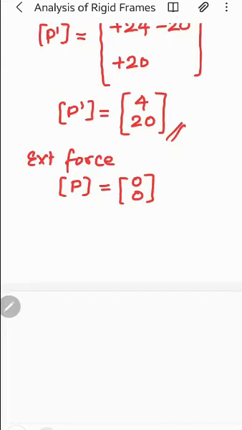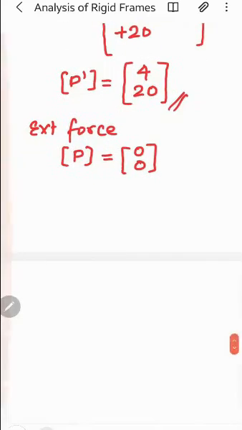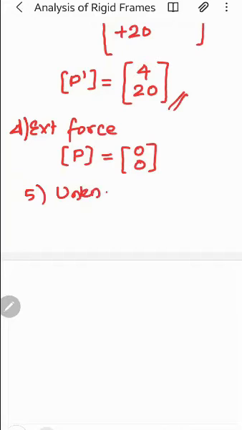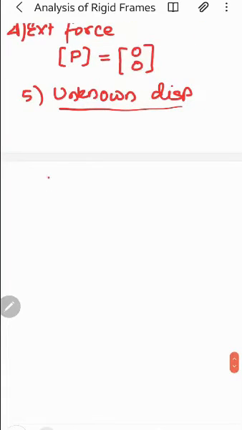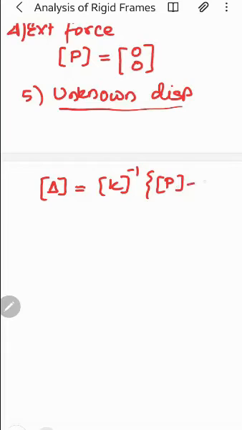Now you have all the matrices. Now calculate the unknown displacement. So what is that unknown displacement? This is the 4th step. Now 5th step. Unknown displacement. How to calculate this unknown displacement? Delta is equal to K inverse into P minus P dash.